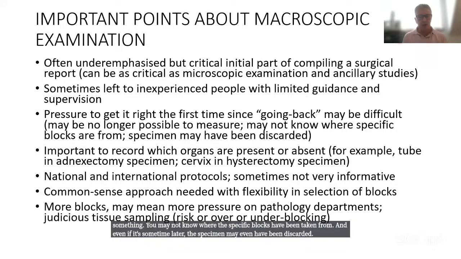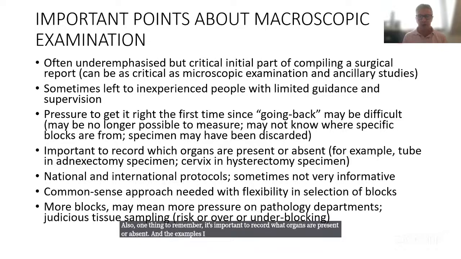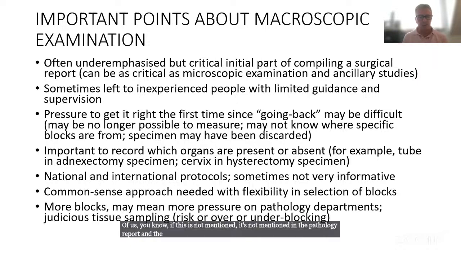Also, one thing to remember, it's important to record what organs are present or absent. In the examples I'm using, if you have an ovarian mass removed, it's important to document whether the fallopian tube is also there. Similarly, if you have a hysterectomy specimen, it's important to document whether the cervix is present or absent, because if this is not mentioned in the pathology report and the patient later develops something within the cervix, you look fairly stupid if it's not mentioned originally that the cervix was absent.